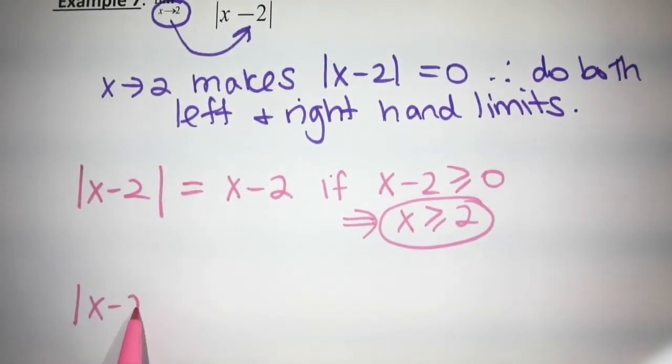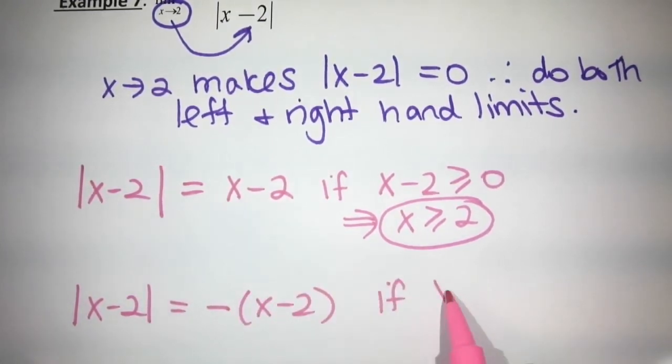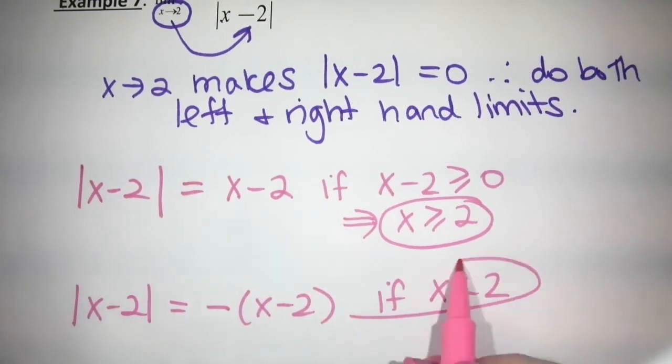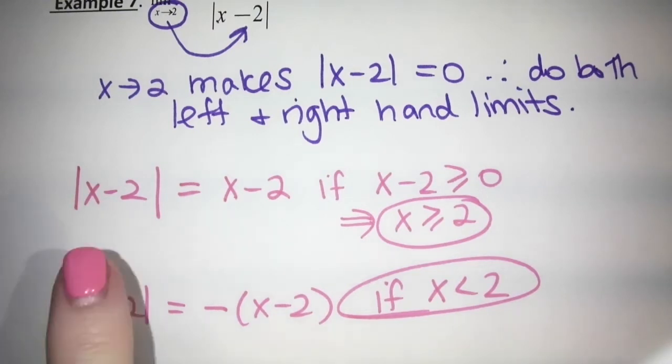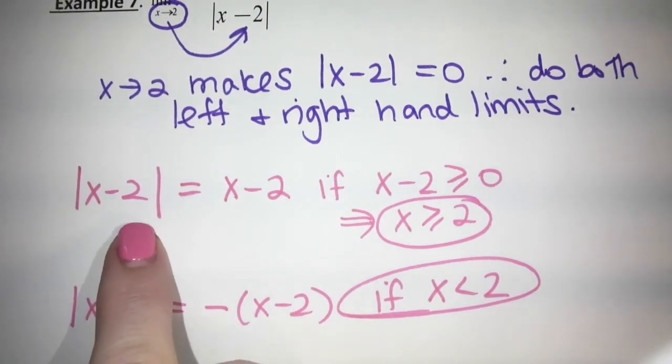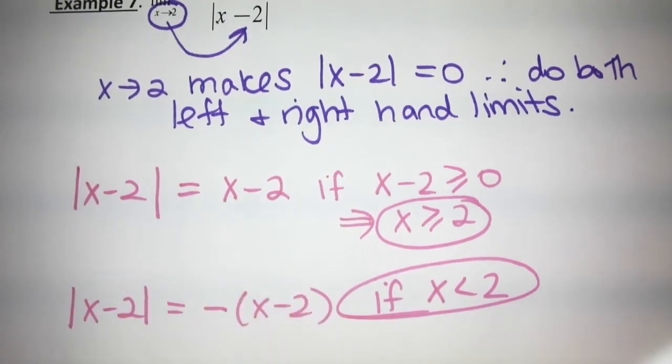And the absolute value of x minus 2 is going to be negative of x minus 2 if x is less than 2. So that's the other case. So what we have to do is not only do right and left hand limits, but we also have to realize that if the absolute value of x minus 2 is a positive, then that means just take off the absolute value and do nothing.